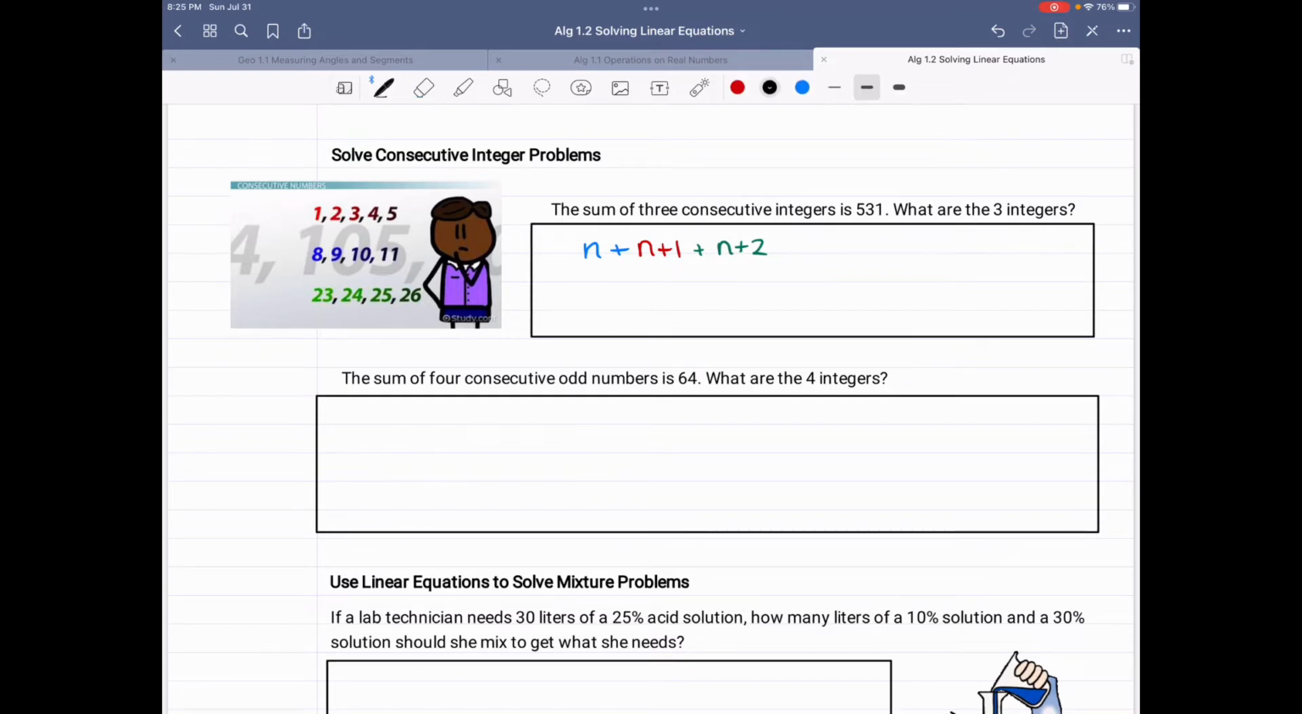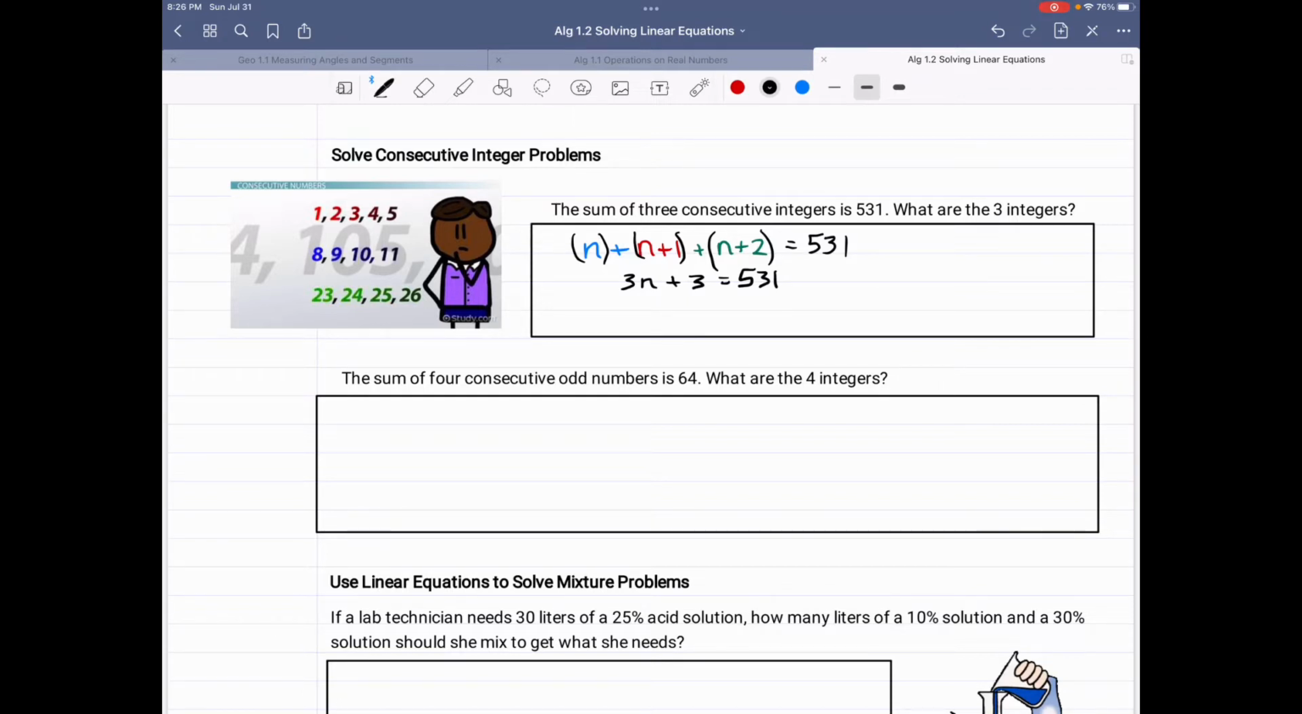Okay, so you can put parentheses around each number if you'd like, so that you know that they are three numbers, even though it looks like n plus 1 is two numbers. It's really one number. Equals 531. So now we can collect like terms. We have n, n, n, so that will be 3n. And we have 1 and 2, so that's plus 1 plus 2, which is just 3, equals 531. Now we have a two-step equation.